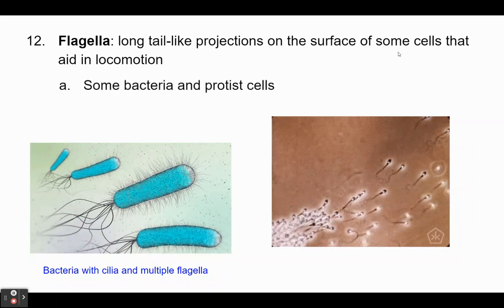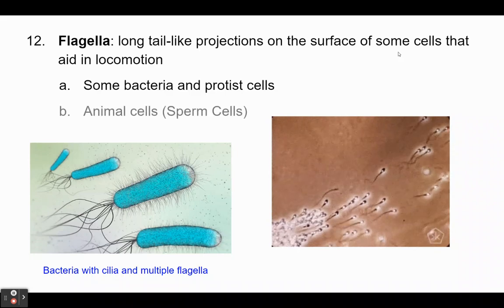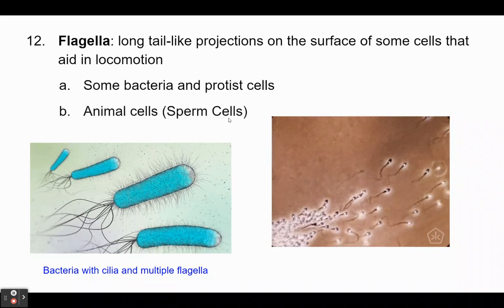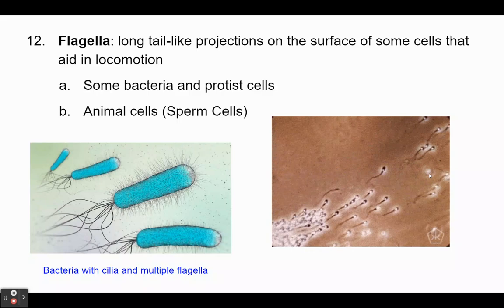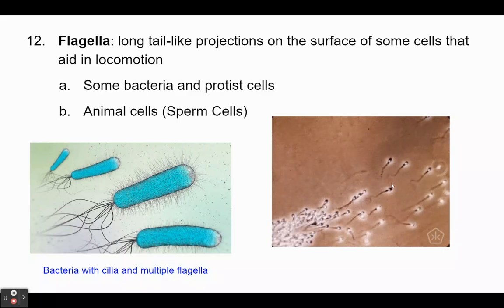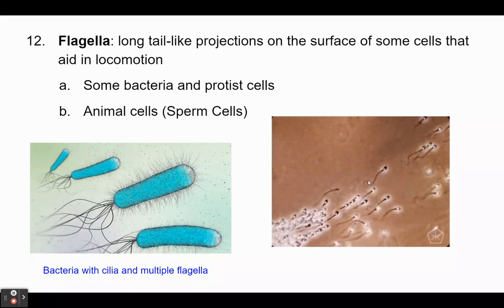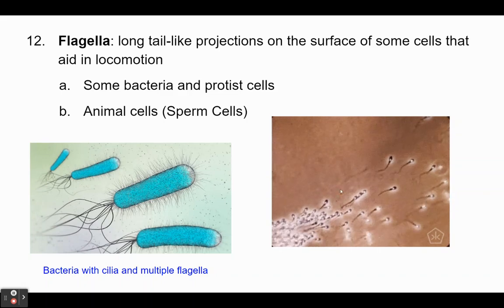Some bacteria and protist cells have these, and some animal cells have these. For example, sperm cells have these. Here we see sperm cells. You can see the main cell body and then the long flagella, the tail coming off of it that allows the sperm cell to move.